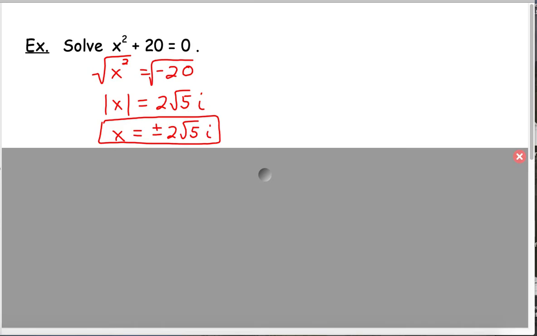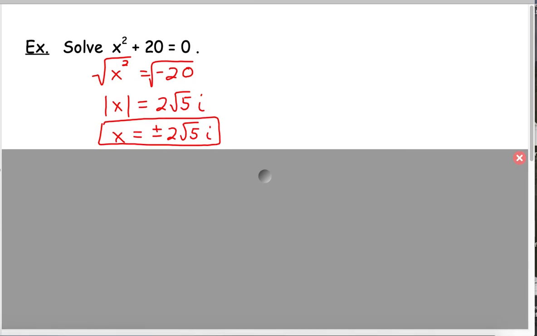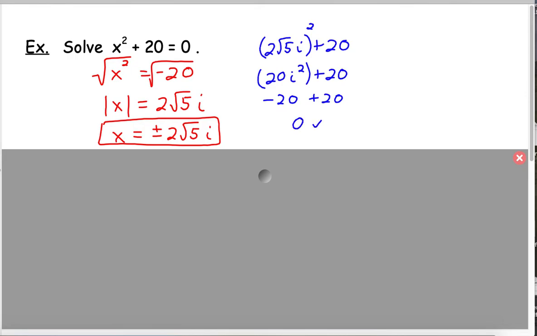Now, oh, by the way, we could check that. Let's check it in a different color. If I plug in 2 root 5 i for x in my equation, square it and add 20. 2 root 5 times 2 root 5 is 4 times 5, which is going to be 20, times i squared. And then i squared is negative 1, so that's negative 20 plus 20, which is 0, which is what we're supposed to get. And then if I plug in a negative 2 root 5 i, when I square it, it's still going to become positive 20 i squared. And that'll be negative 20 plus 20 is 0. So both of those work.